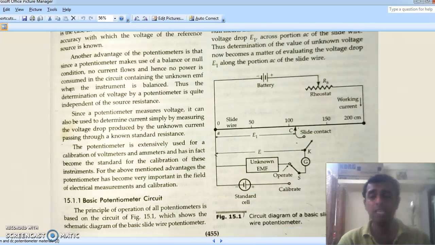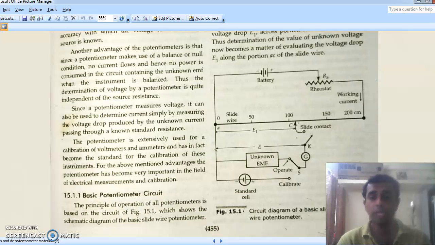Now this is the basic diagram of a potentiometer. We have a slide wire of uniform cross section, uniform in the sense it has a uniform cross-sectional area. And one more thing is that we ensure that per 1 centimeter we have 1 ohm. That is 1 ohm per centimeter. So if we have a 200 centimeter slide wire, then the total resistance of the slide wire will be 200 ohms. That means per centimeter we have 1 ohm.